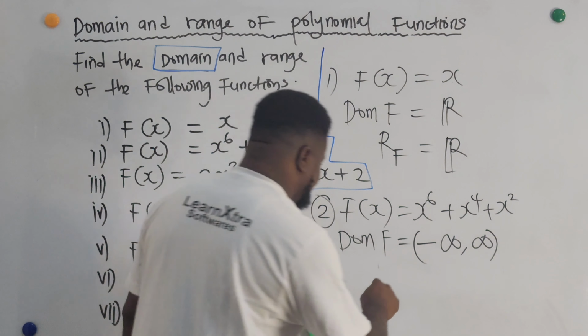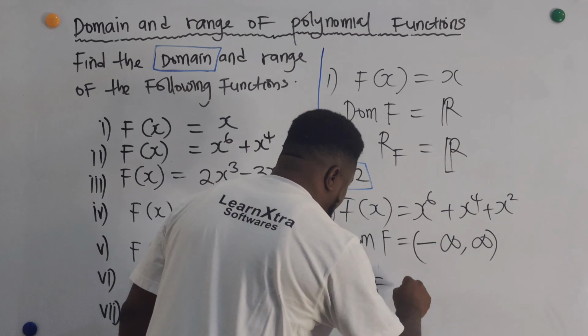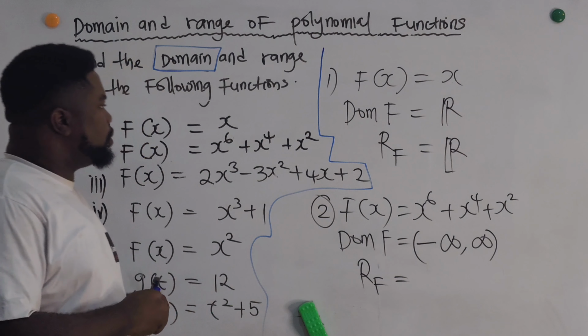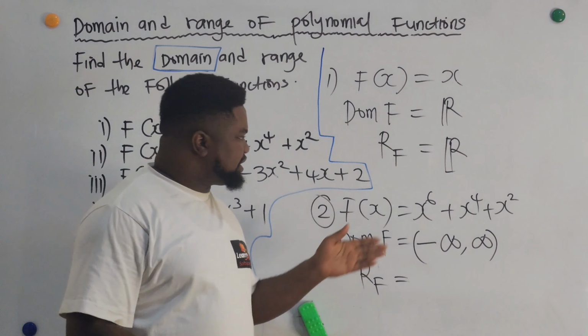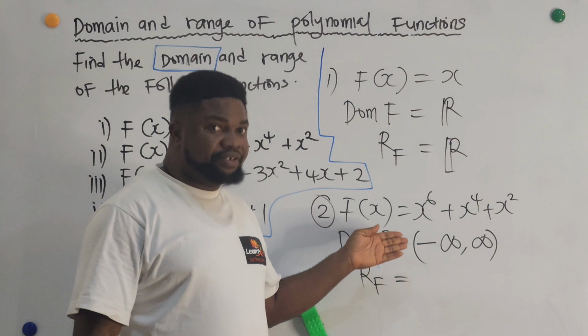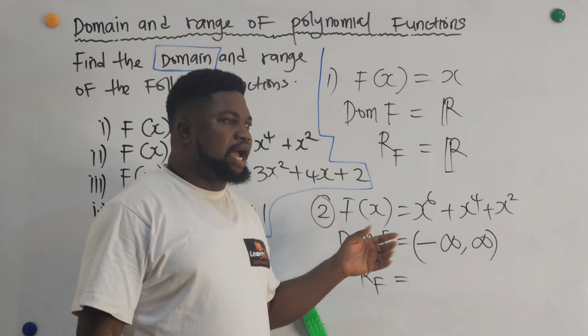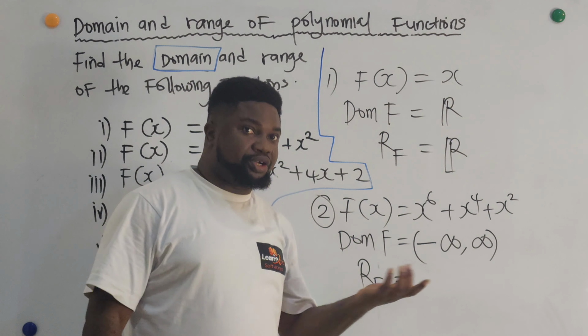Now the range, R sub f, will be equal to, if you check this function, I know you are thinking the range is all real numbers. Range is the possible answers you can have. When you check this function, you will see that the powers of x are even. 6 is even, 4 is even, and 2 is also even.